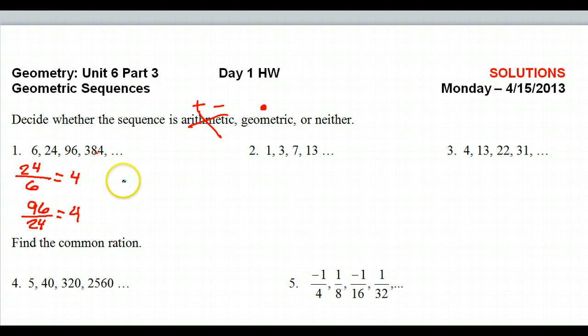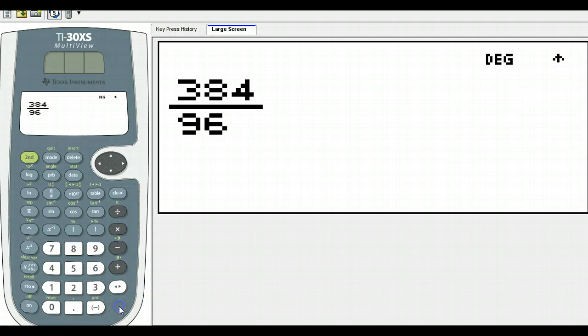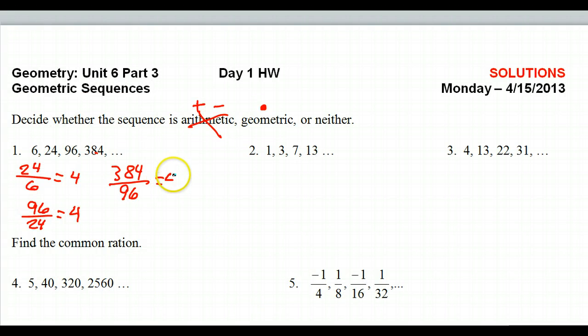And let's check the last one. If I do 384 divided by 96, that gives me 4 as well. So this is what it looks like when you have a geometric sequence. Alright, so that one was definitely geometric.